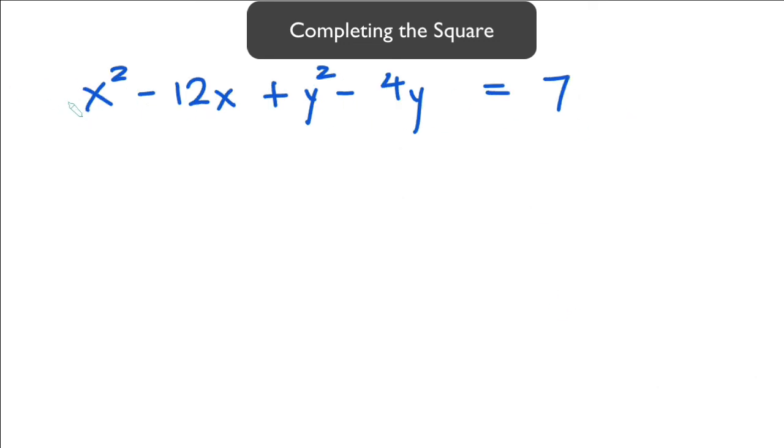All right, now try to solve this problem the same way. You're going to complete the square for this and this value and then try to find the center of the circle and also the radius. And post your comments in the section below.